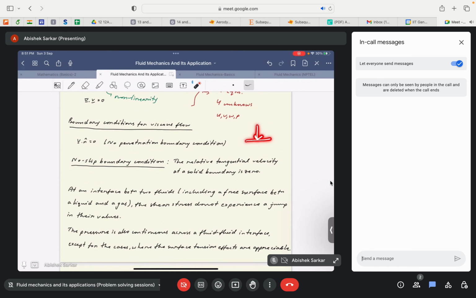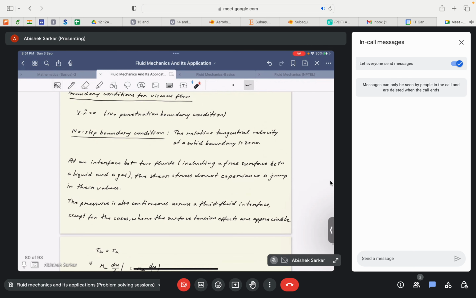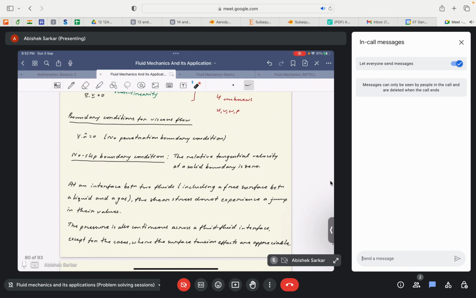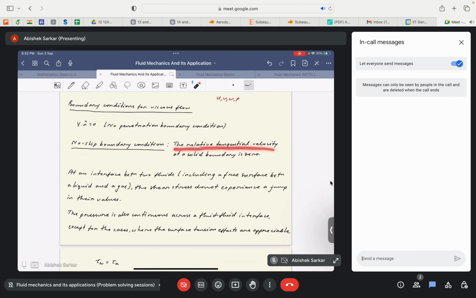Along an impenetrable surface, there is no normal velocity component across the surface. Okay, so here v dot n would be zero. Then there is the no slip boundary condition, so the relative tangential velocity at the solid surface is zero.